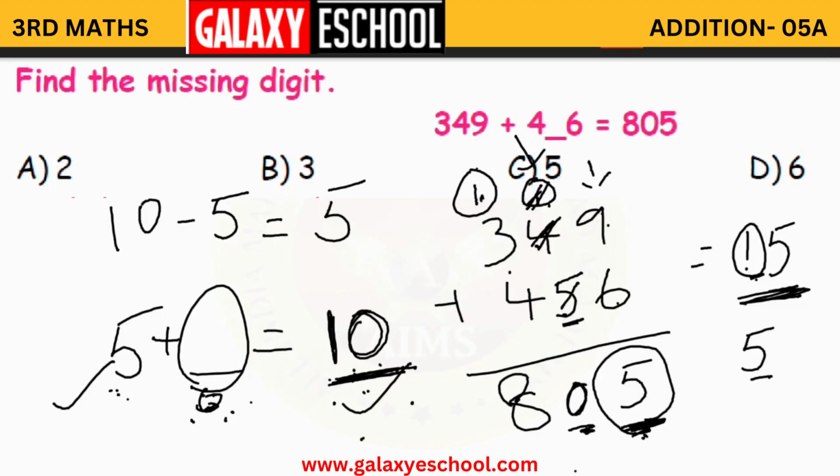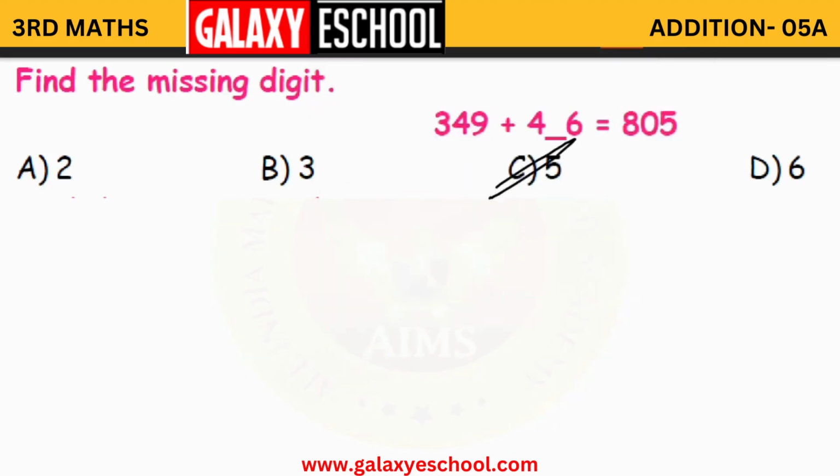So 0 here, 1 carried. Now 1 plus 3 becomes 4. 4 plus 4 becomes 8. Isn't it the correct answer children? Option C, that is 5 is the correct answer.